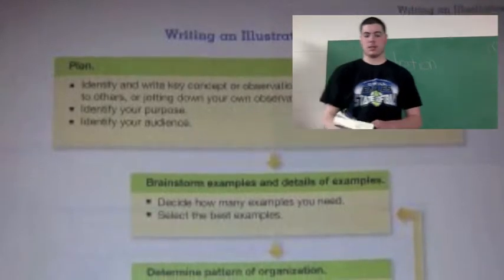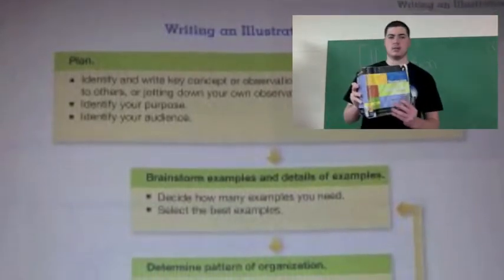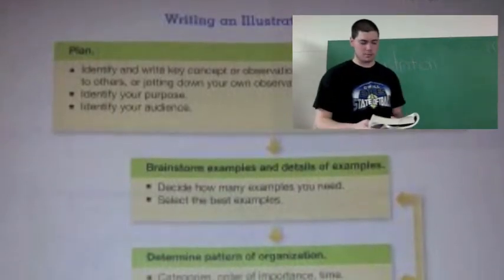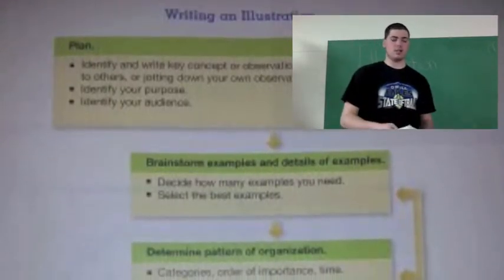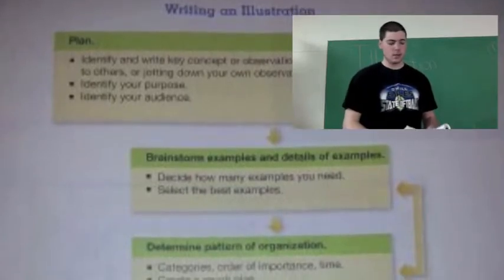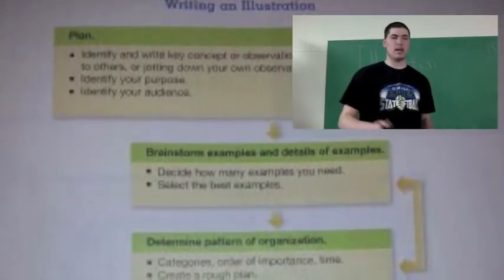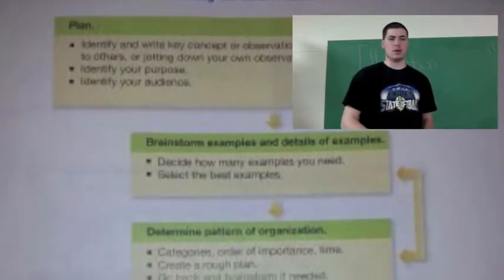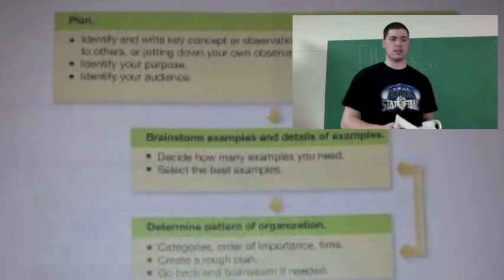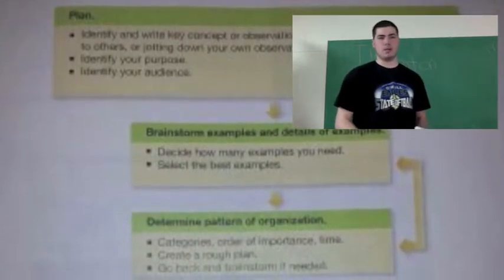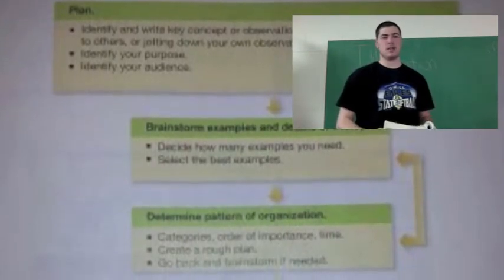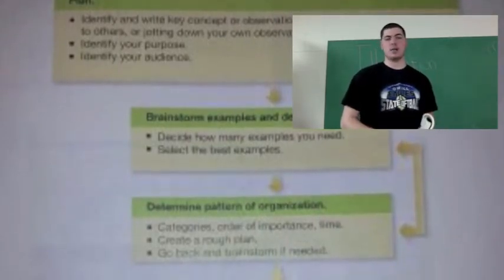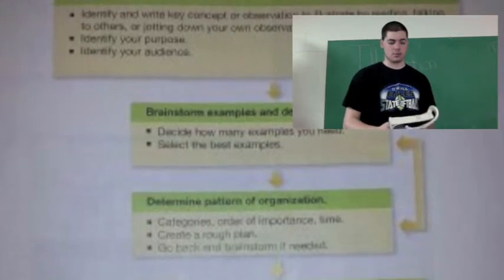Now, if you look in your book, Strategies for Successful Writing, on page 137, you could go through this chart with me. For writing an illustration, you need to first plan. You need to identify and write key concepts and observations by talking to other people or by writing down your own observations. Then you need to identify a purpose. There's no sense of writing an essay if you have no purpose. And then you need to identify your audience and who you're going to write to.